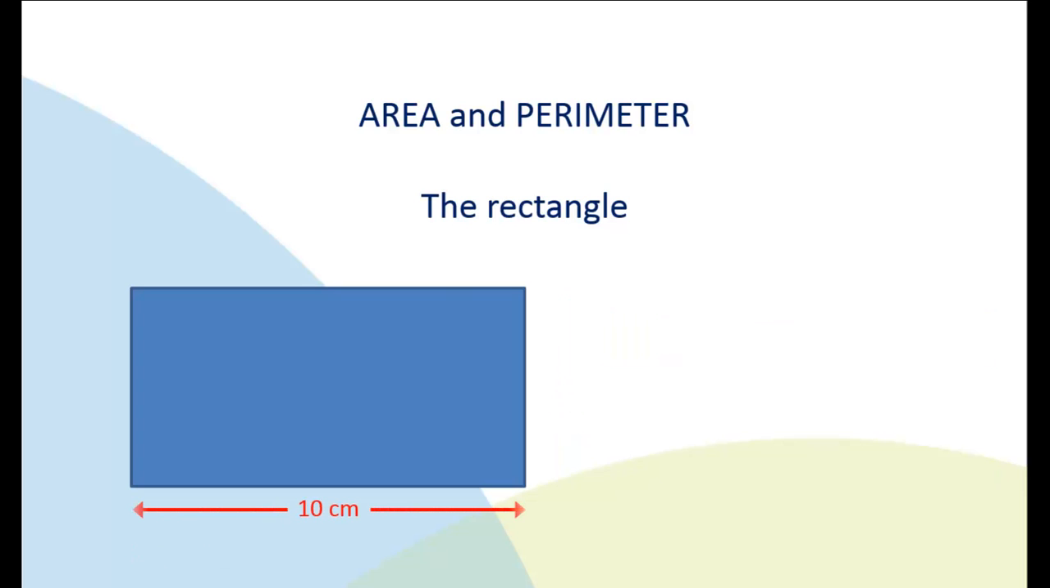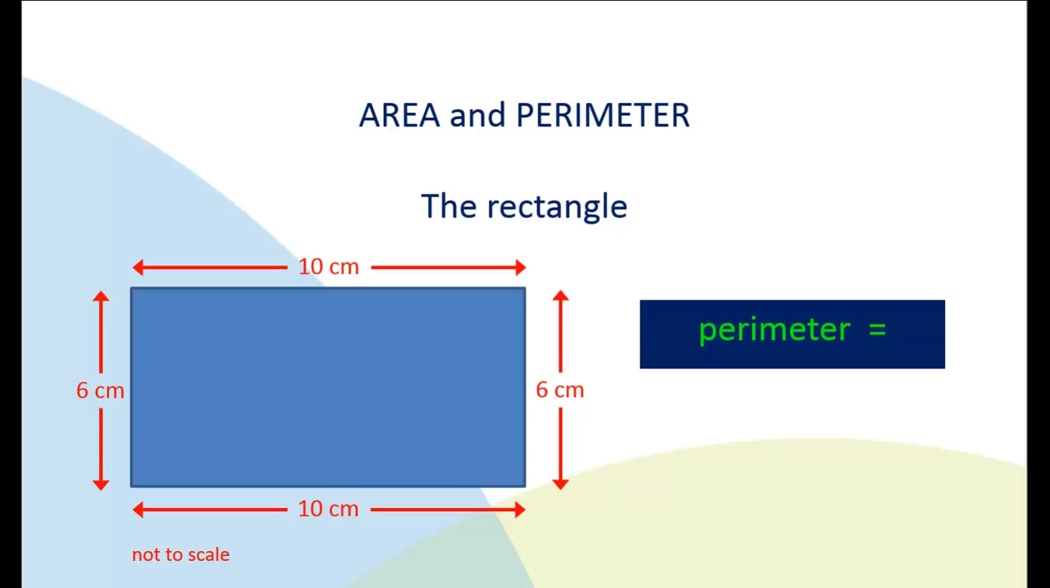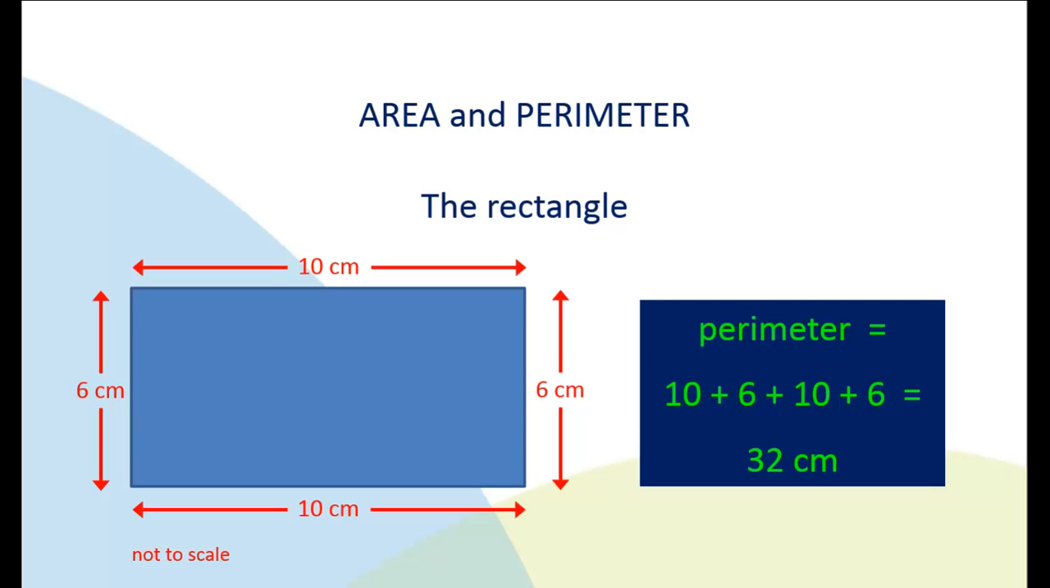Now let's have a look. Remember that was 10 and that was 6. Well, if that's 10, then that one must be 10. And if that one's 6, that must be 6. Now we want to know the perimeter, and that's the distance around the outside. So perimeter is a length, it's going to be measured in centimetres, metres, kilometres. So the perimeter is 10 plus 6 plus 10 plus 6, 32 centimetres, and there we have it.